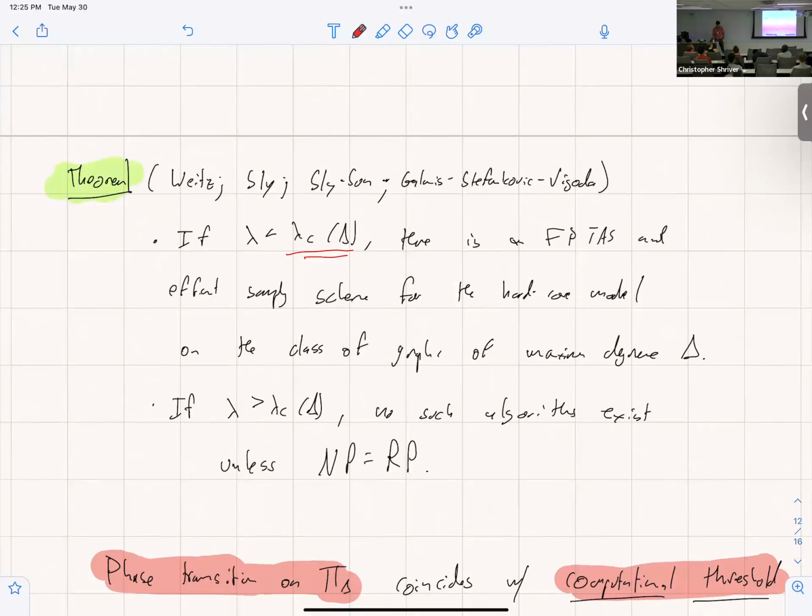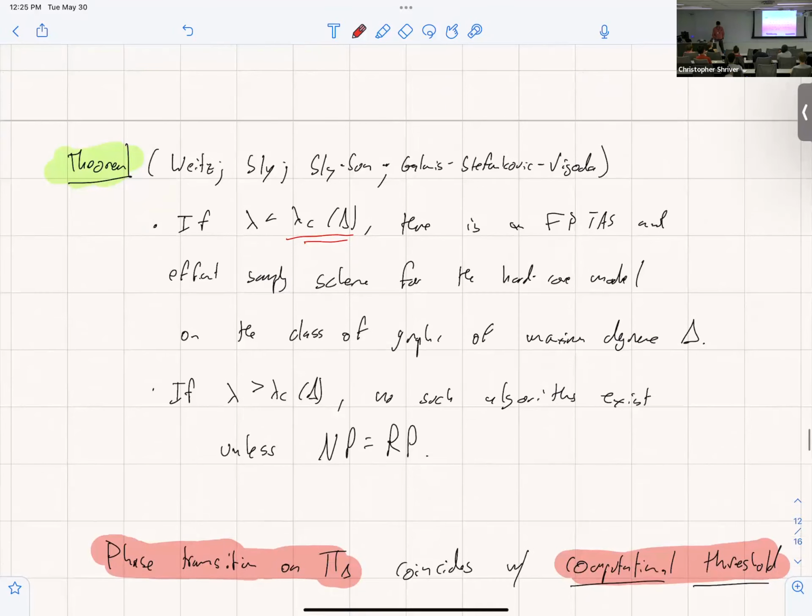And the converse, I don't know, converse or whatever. The opposite is true, however it goes. If lambda is greater than lambda critical, then no such algorithms exist for this class of graphs unless NP equals RP. So that means if you could solve NP-hard problems in randomized polynomial time. So it's basically like saying it's NP-hard.